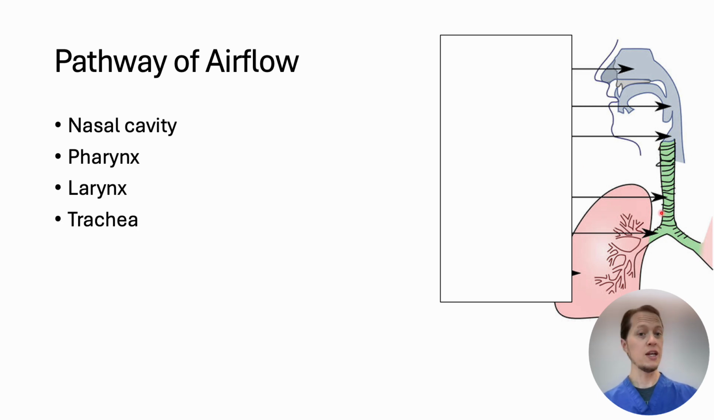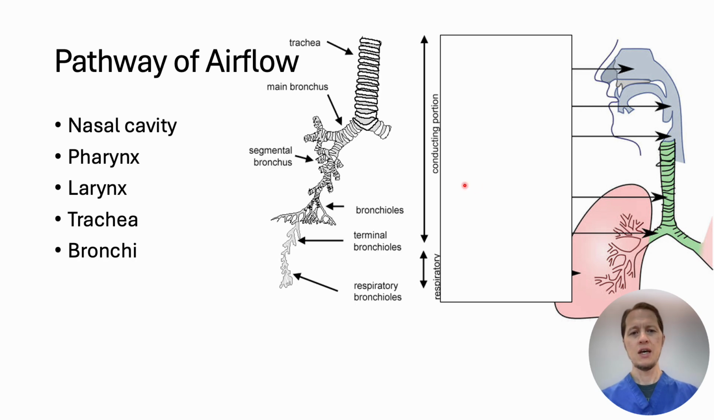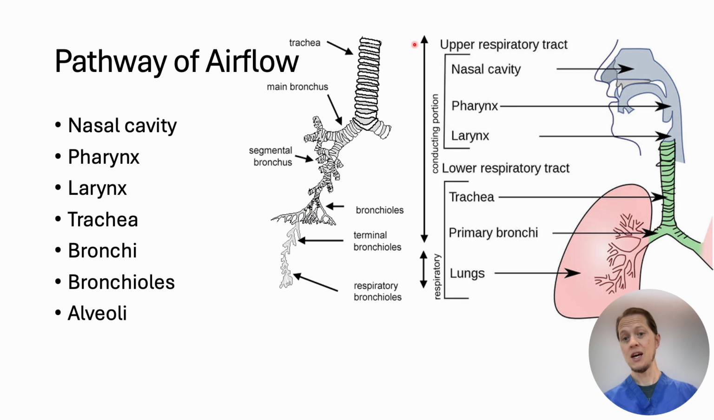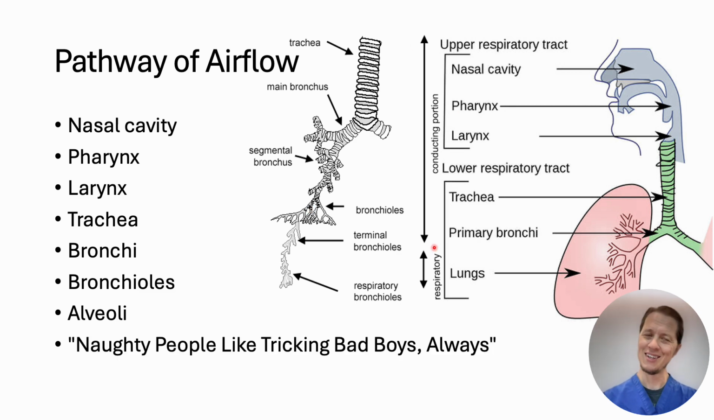Down on into the green area, that's the trachea, and then we start to break things down into the individual two main bronchi, the main bronchus left and right, and then into segmental and primary, secondary, tertiary bronchioles, finally down into the alveoli where the actual gas exchange occurs. What is the mnemonic for this? Well, I don't know. Naughty people like tricking bad boys. Always. I guess that works.